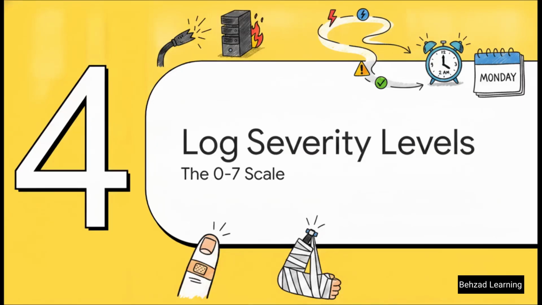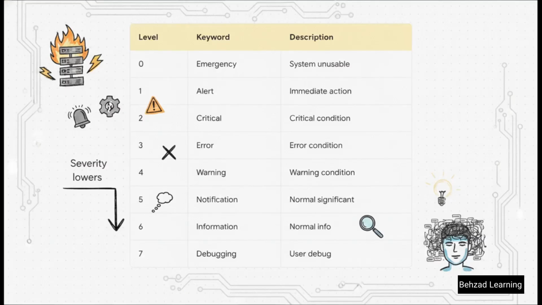Up next, let's look at log severity levels, because frankly, not all pain signals are created equal. You absolutely have to know this 0 to 7 scale by heart. And it's totally counterintuitive. 0 is an emergency, meaning your network is essentially on fire and the system is unusable. As the number goes up, the severity actually goes down.